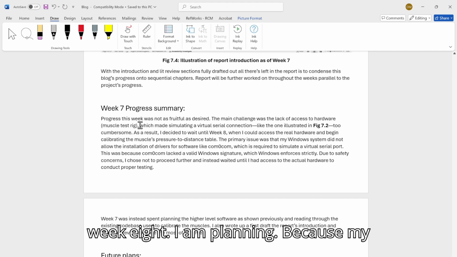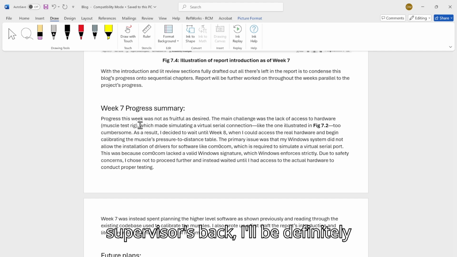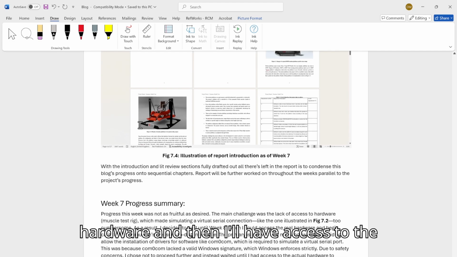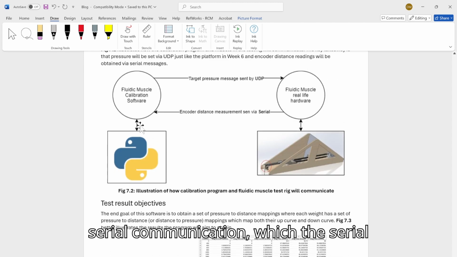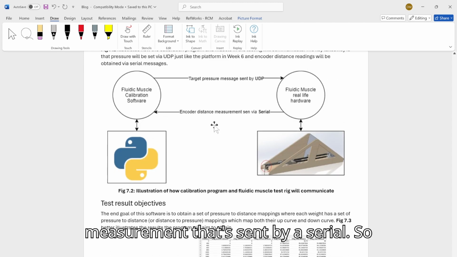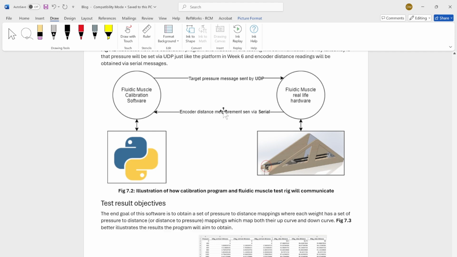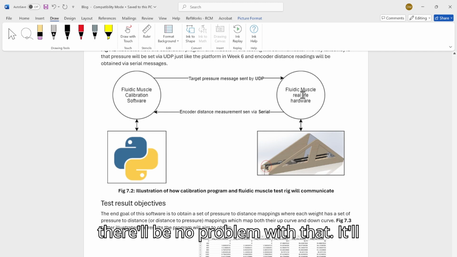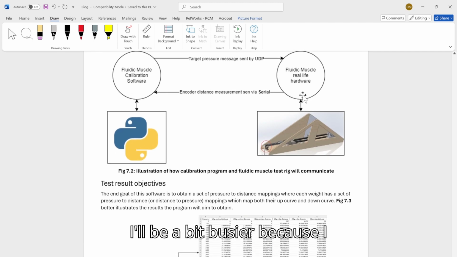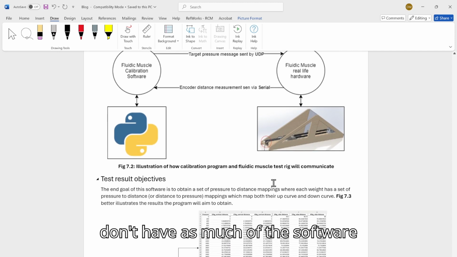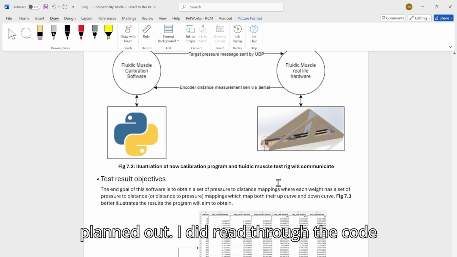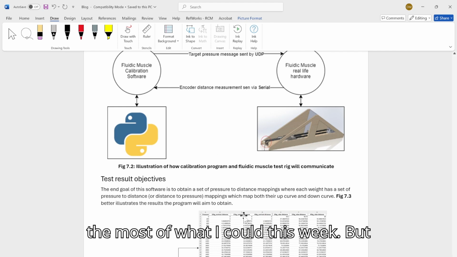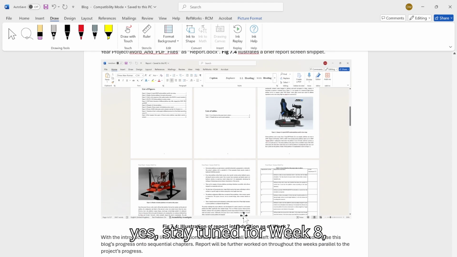For week 8, because my supervisor's back, I'll definitely be moving into the actual hardware, and then I'll have access to the serial communication, which is the encoder distance measurement that's sent by serial. So if I have access to that hardware, I'll have the serial connection, I'll have the toggle pressure sent by UDP, and there'll be no problem with that. I'll be a bit busier because I don't have as much of the software planned out. I did read through the code base, and I really just tried to do the most of what I could this week. But stay tuned for week 8.